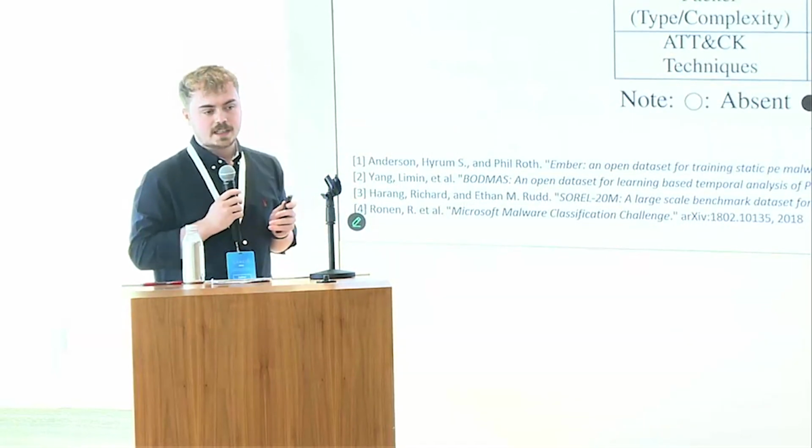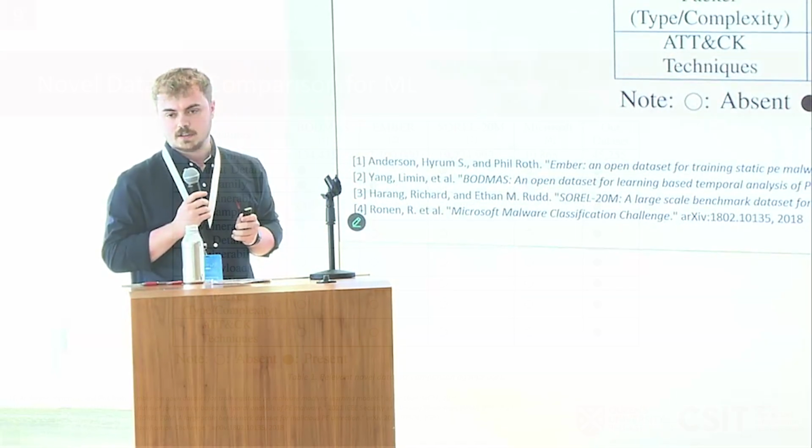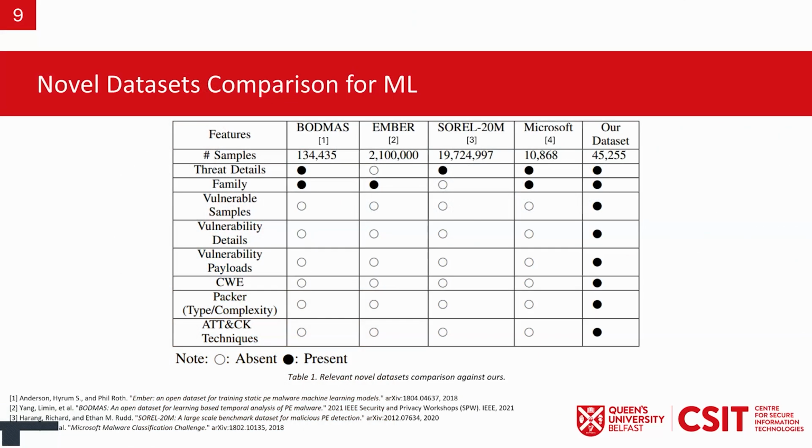family details, and these are classified using tools like AV-class in our dataset. But as well as that, we include the vectorized features of the vulnerable samples, vulnerability details. So these could be information about like CWE, which is further down, the vulnerable payloads, the packer types and complexities, which I'll get into, and the MITRE attack techniques. So quite a lot of information to pack into the one data set.